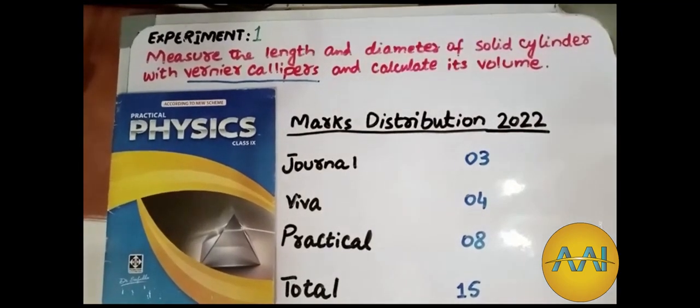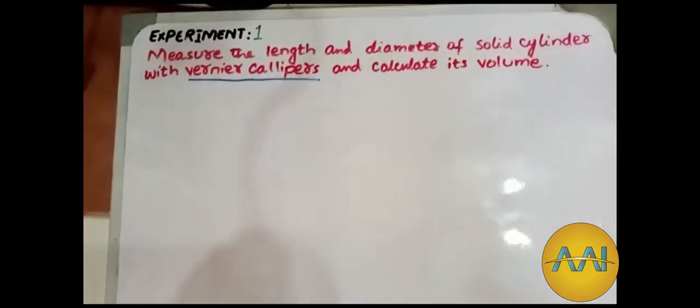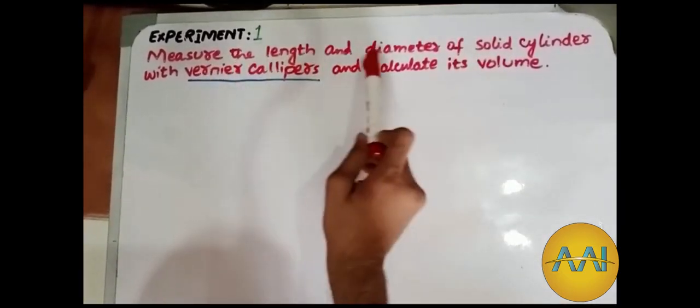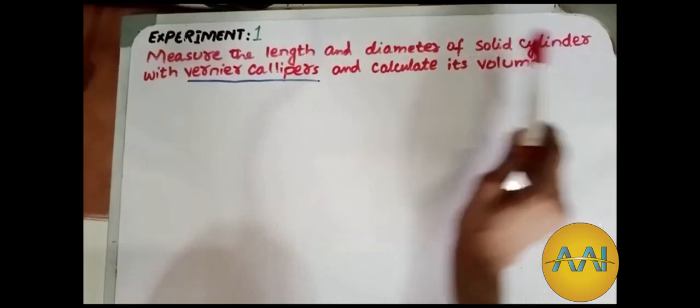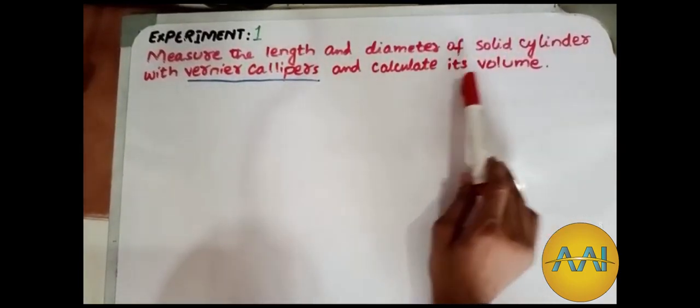In this video, we will follow the book of class 9. The publisher of this book is Dr. Saifuddin. So let's begin with experiment 1 of class 9, that is, measure the length and diameter of a solid cylinder with a vernier caliper and calculate its volume.